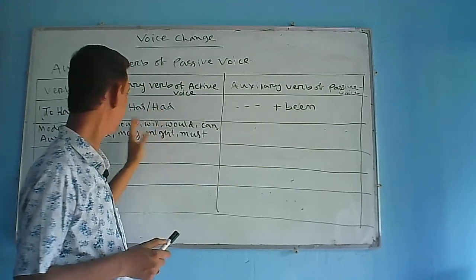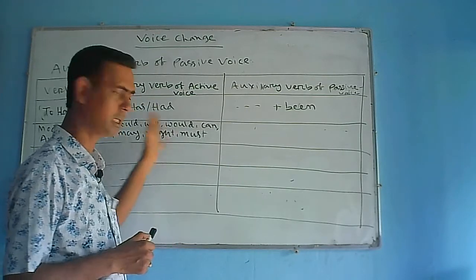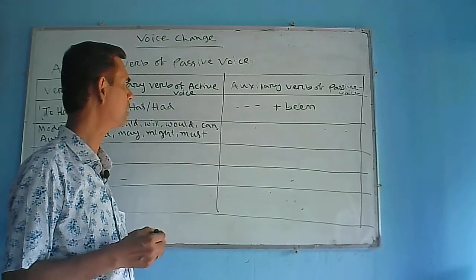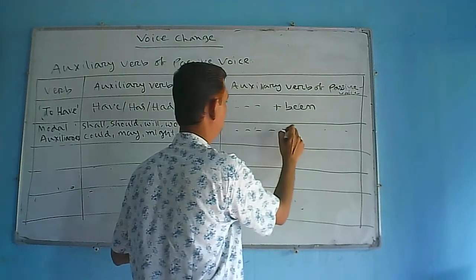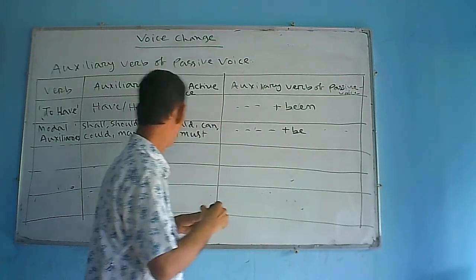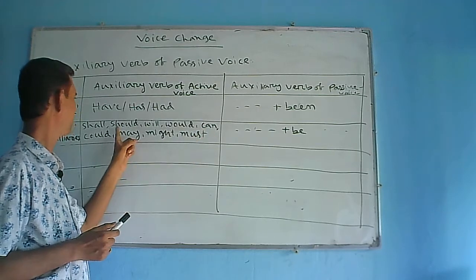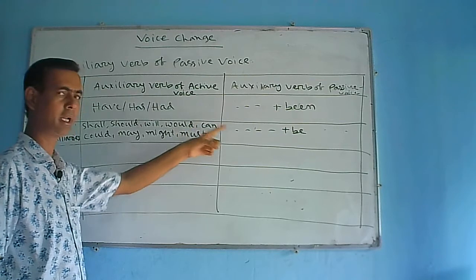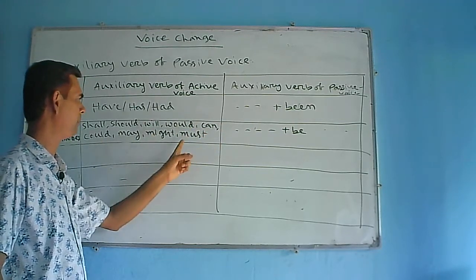So if these modal auxiliaries remain in an active voice, then after these modal auxiliaries, be will be used as the auxiliary verb of passive voice. So in passive it will be shall be, should be, will be, would be, can be, could be, may be, might be, must be.